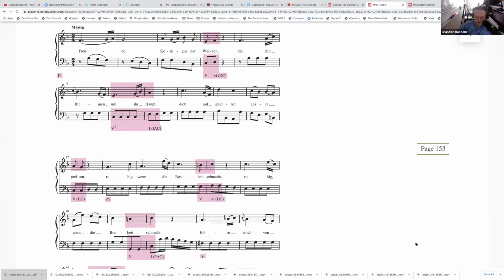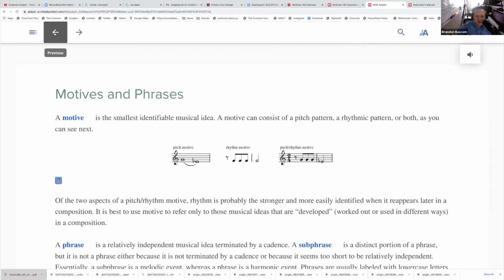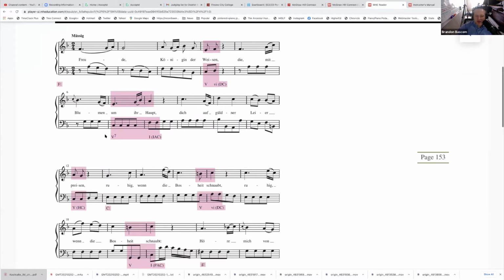His definition of motive is the smallest unit of music with distinctive rhythmic and or melodic content. I like his definition because it allows for the bass to have the motive because it's rhythmic. And our book kind of said that. It did say that. It's good. The motive is the smallest identifiable musical idea. The motive can consist of a pitch pattern or a rhythmic pattern or both. So in that case, yeah, it's a driving bass.